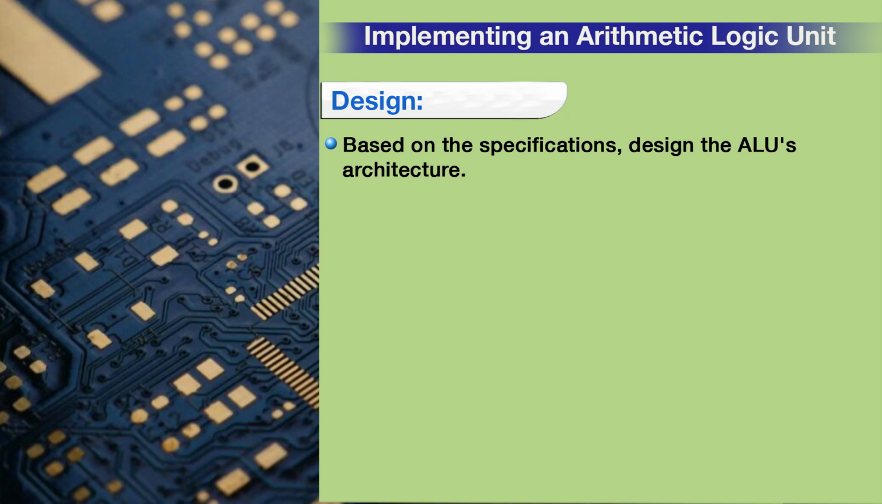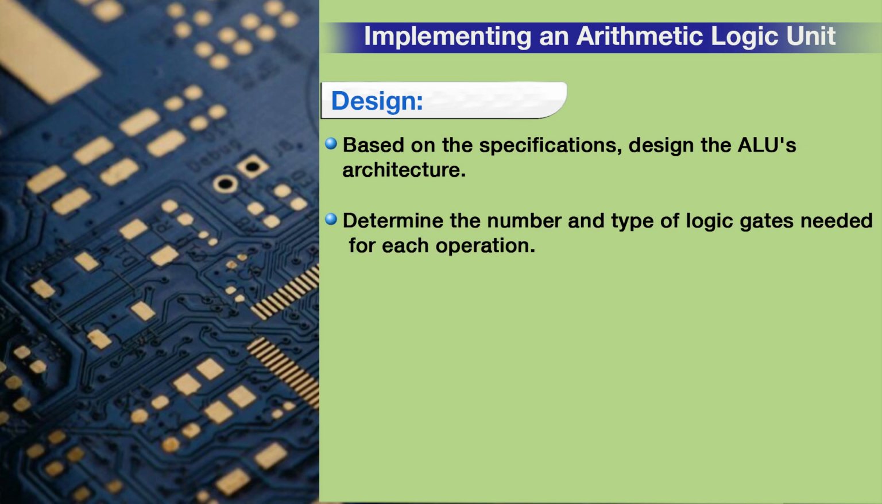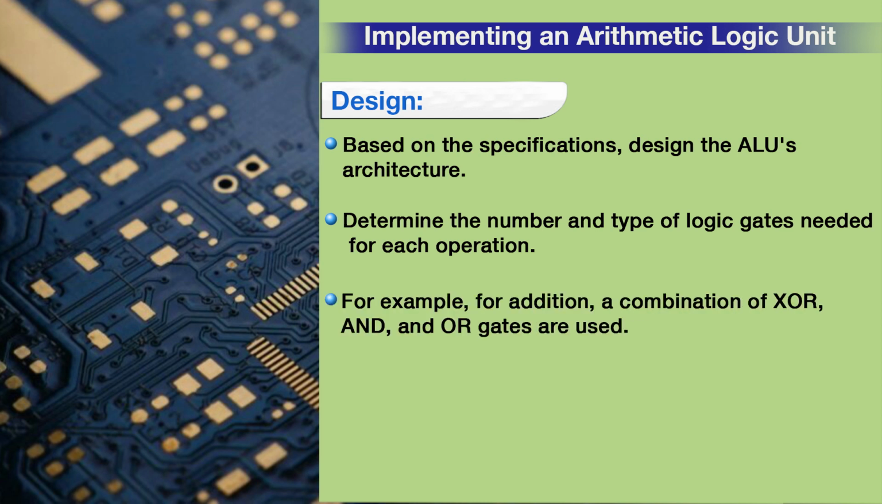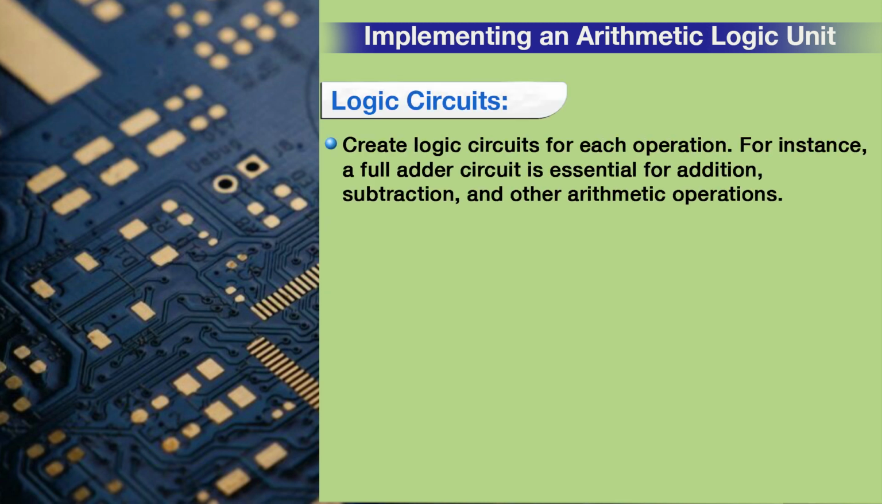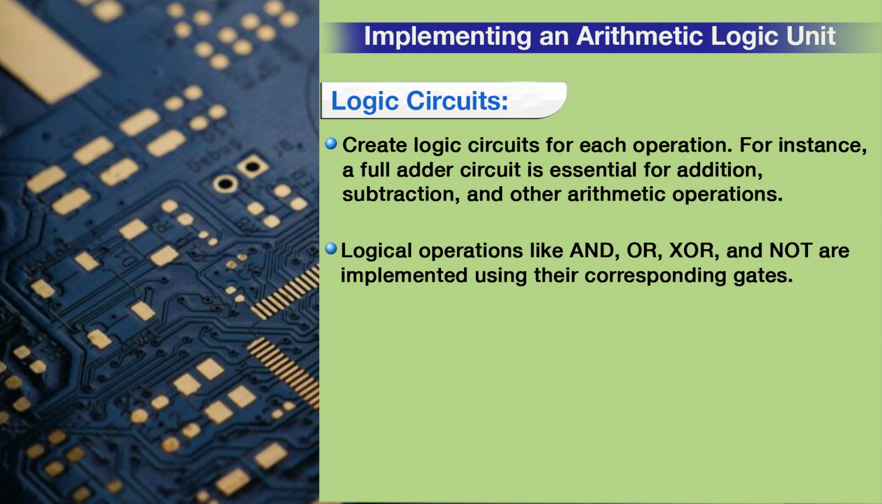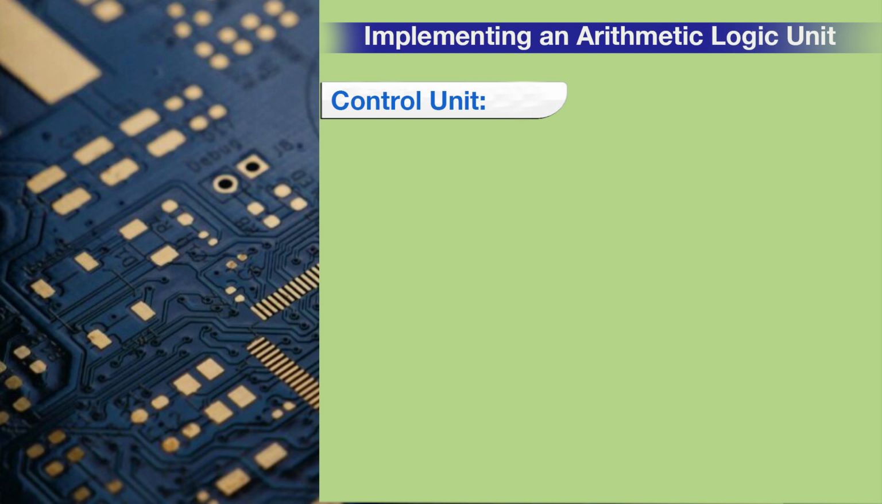Design the ALU's architecture and determine the number and type of logic gates needed for each operation. For example, for addition, a combination of XOR and OR gates is used. The logic circuits are created for each operation. For instance, a full adder circuit for arithmetic operations, and logic operations like AND, OR, XOR and NOT are implemented using their corresponding gates. Now the next is the control unit.